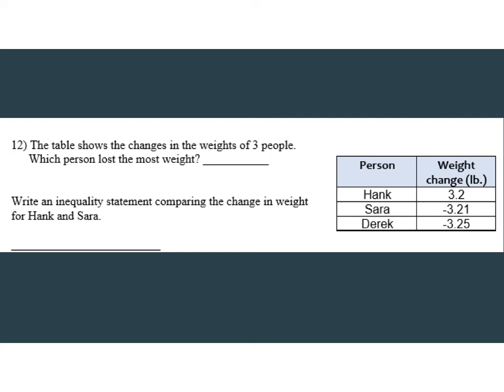All right, the next one says the table shows the change in weights of 3 people. Which person lost the most weight? So if you're looking at the greatest loss of weight, that very clearly is going to be Derek, right? He had negative 3 25/100ths. That's how much weight he lost. So Derek is going to be the answer.